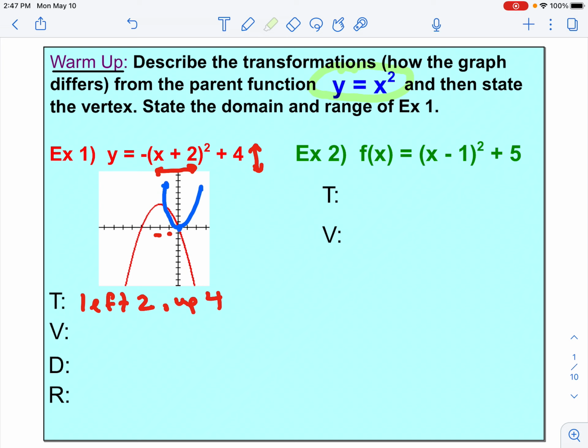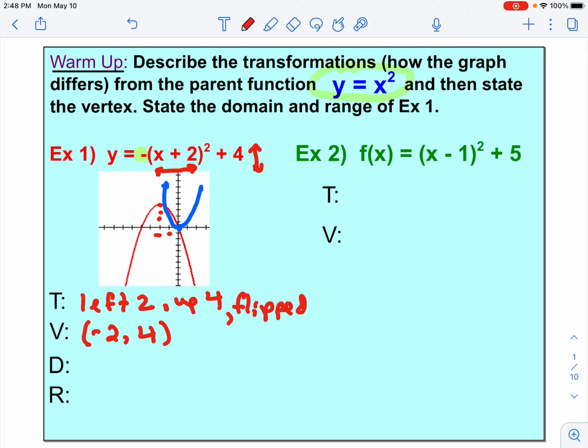Remember also that if the a value, what's in front of the parenthesis, is negative, then it also opens down or is flipped. So those are the transformations that you should describe. Okay, the vertex then is left 2 or negative 2, up 4, 4. So you went left 2 and you went up 4, and that's where you ended up.